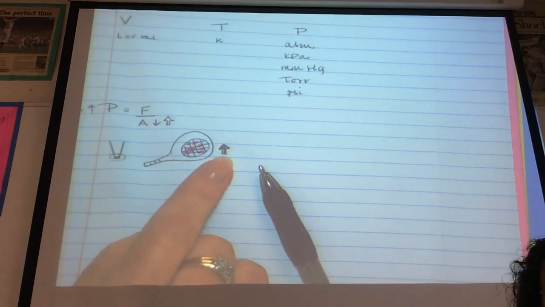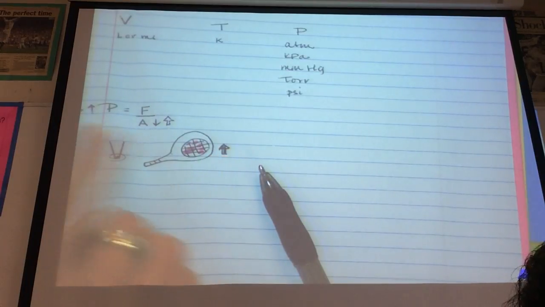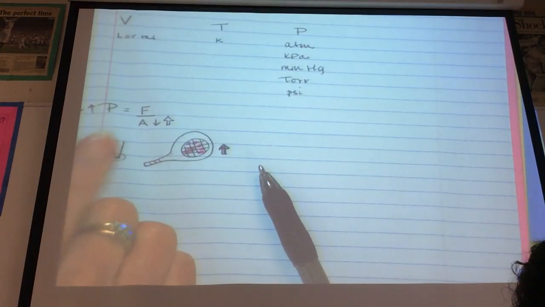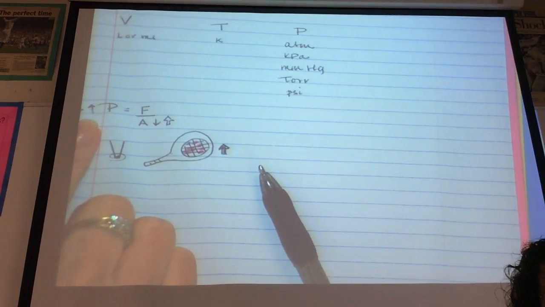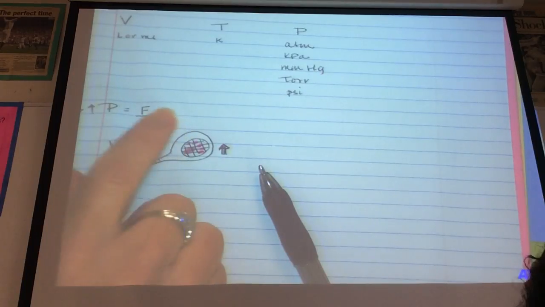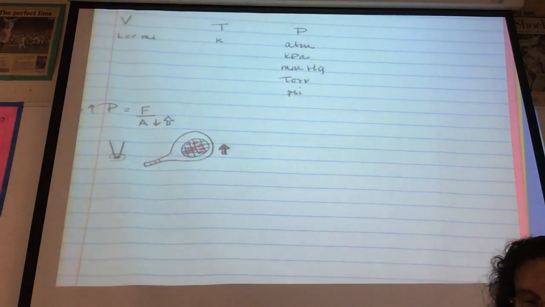If you increase the area, the pressure is less. Okay, so if you put five pounds on top of... You're talking about force.